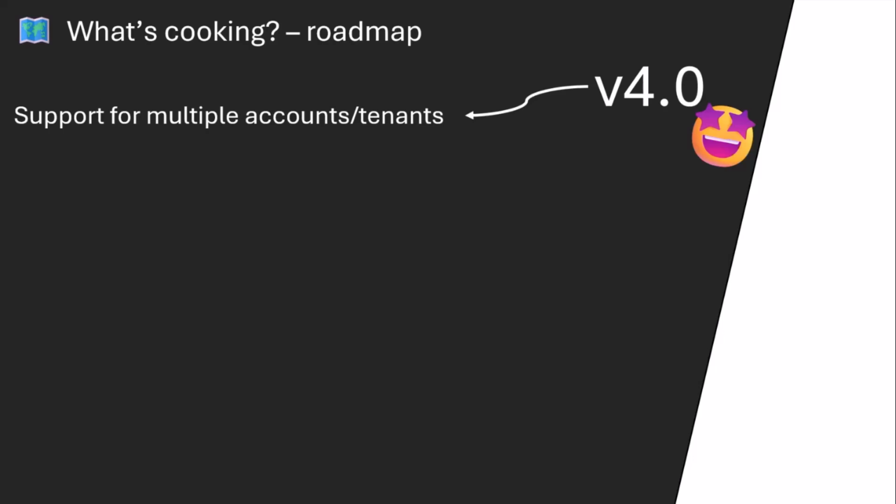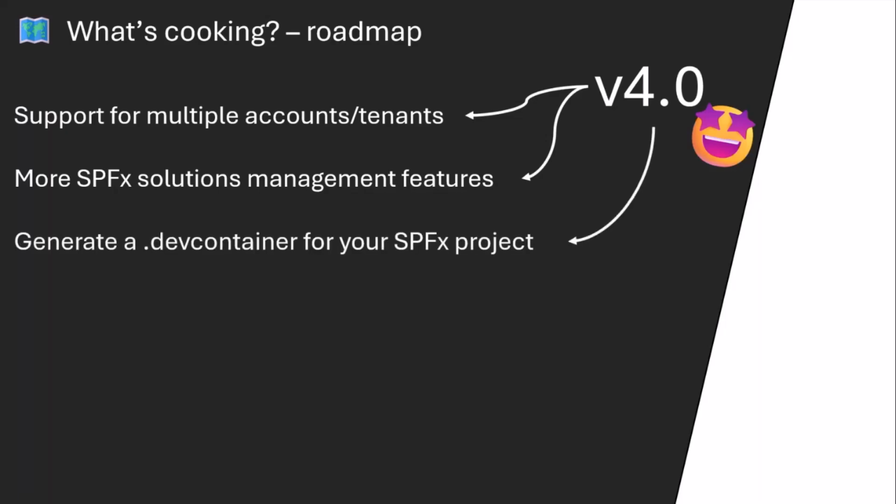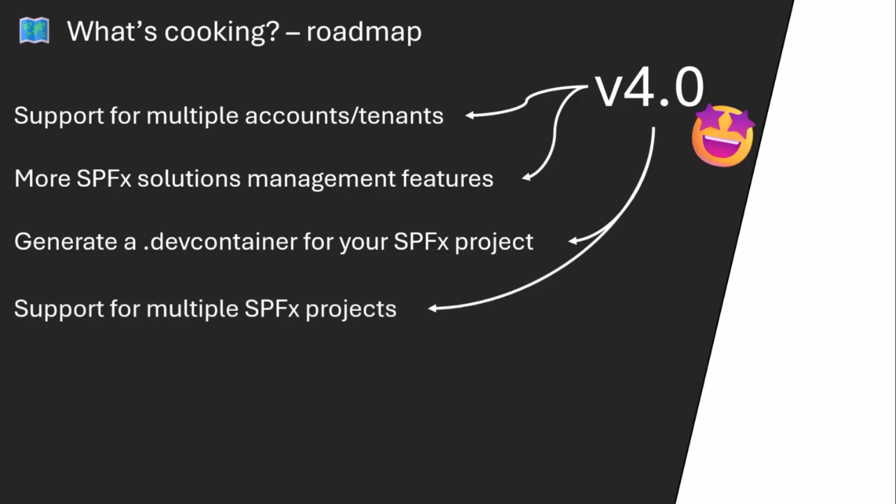But if we have this unblocked, we want to release a new V4, which will let you log into multiple accounts between multiple tenants, which is really awesome. It will give you more management features around SPFx Toolkit, and this is something we already started. So we will not only show you app catalogs, but for example, apps deployed in each site level app catalog. We'll give you a feature that will allow you to generate a dev container for SPFx Toolkit, therefore use it in Docker, or give it the possibility to use it in Codespaces. Really awesome. We'll support multiple SPFx projects.